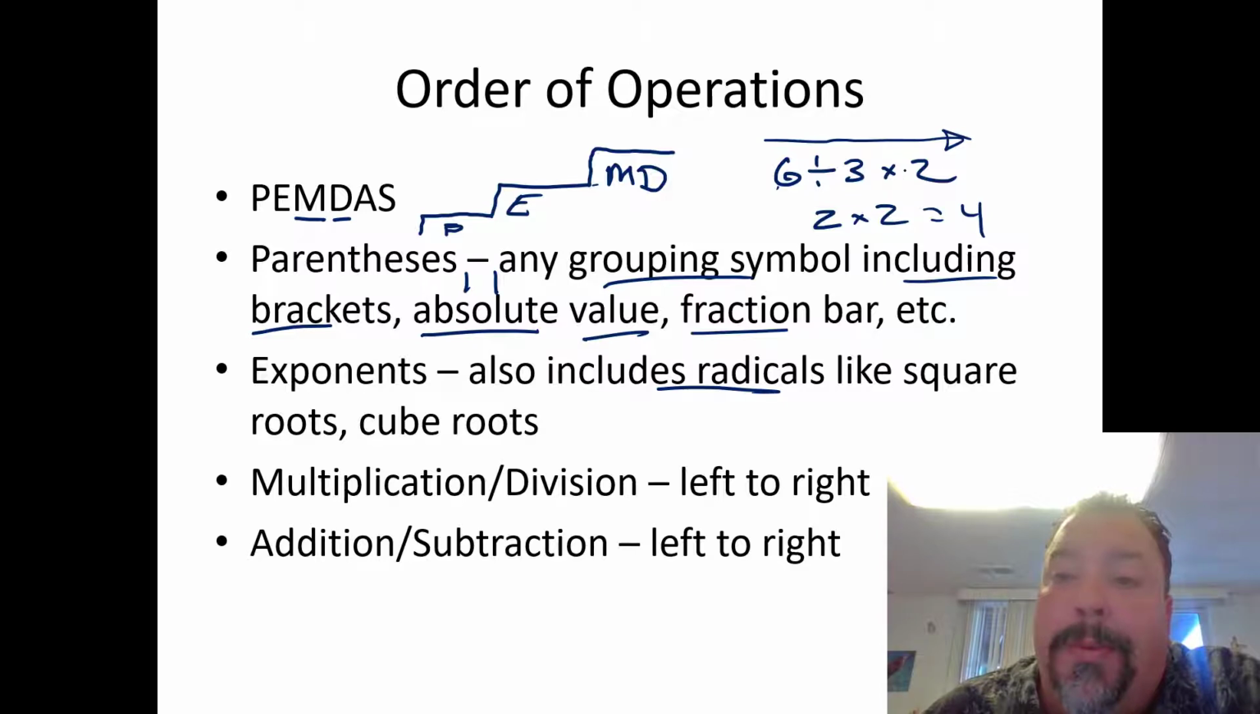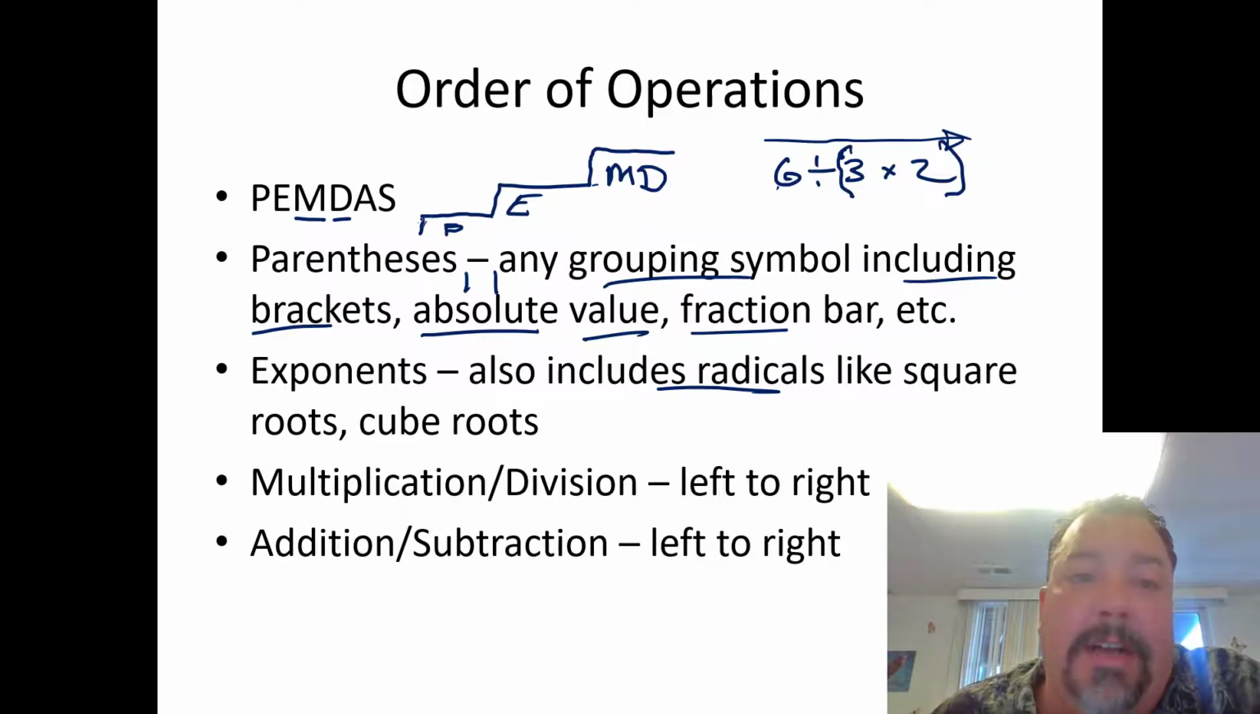Now, if I wanted to do the 3 and the 2 first, then I should put parentheses around it. So, if I had parentheses around the 3 and the 2, well, that's a different thing. Then I'm starting off with the parentheses, and I would have 3 times 2, that would be 6, and 6 divided by 6 is 1. So again, the order matters.